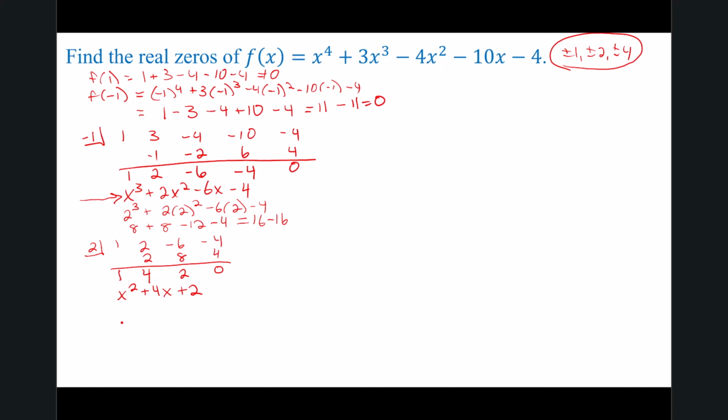We can again try to factor. We can use the quadratic formula. This one doesn't factor. Let's actually do the quadratic formula. So I have x equals negative b. For the quadratic formula, a is 1, b is 4, and c is 2.